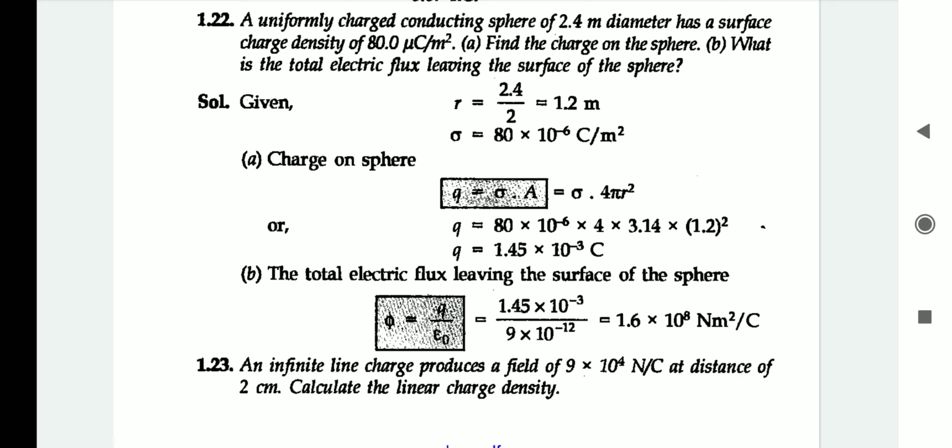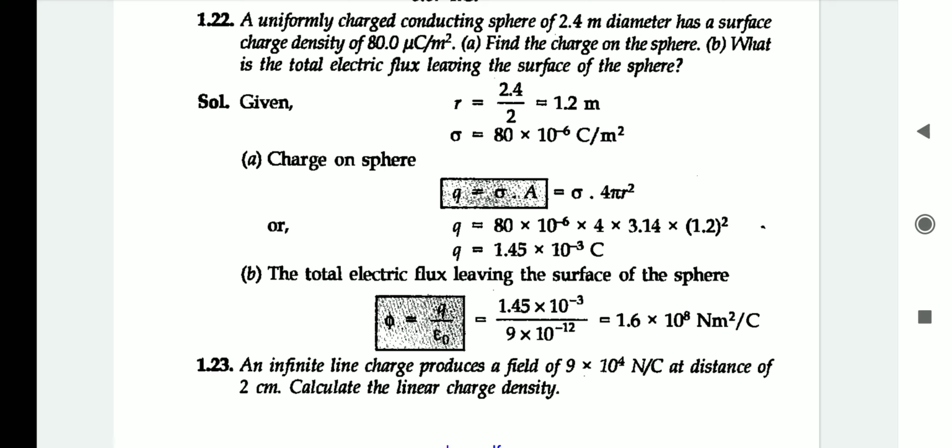Now we know the relation between surface charge density and charge. You are aware of the formula, that is sigma is equal to Q upon area. Hence Q will be equal to sigma into A, and since it is a sphere, the area of the sphere will be 4 pi r square, and just simply substitute the values and get the charge. Now the second part is we have to calculate the total electric flux leaving the surface, and we know the relation between electric flux and charge, that is phi is equal to Q upon epsilon naught. Substituting the values, we will get the answer, that is 1.6 into 10 to the power 8 Newton meter square per coulomb.